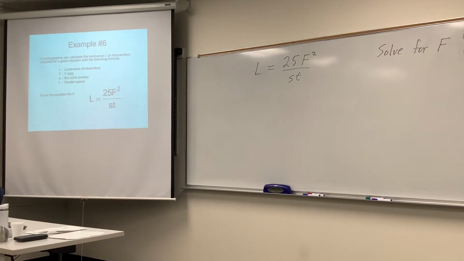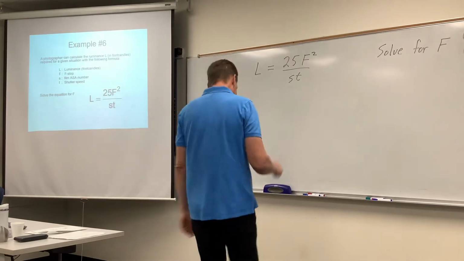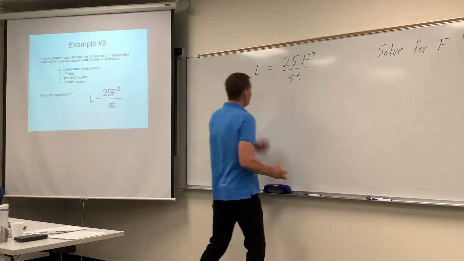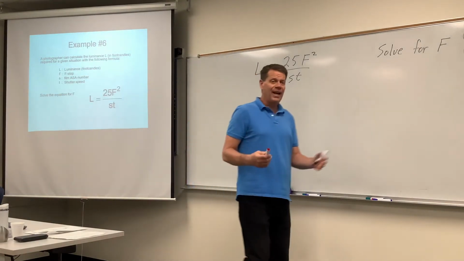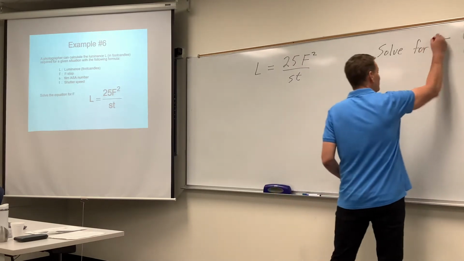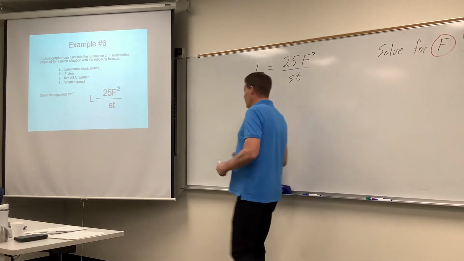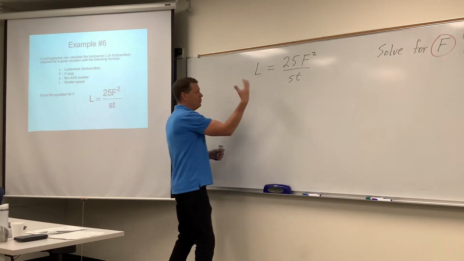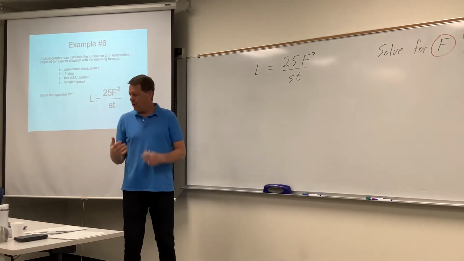And we're ready for example number 6 with literal equations. All right, so we have this formula that a photographer perhaps could use. I have to admit it's probably programmed into a camera nowadays, but this is to find the amount of lighting they would need for a particular situation.